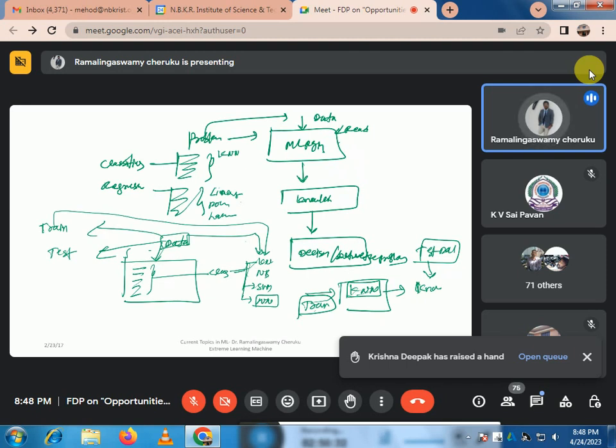When you have trained the classifier, you have to test how good the model has learned. That's the reason you have to separate your data set into training and testing. If you use this test data and it fails, it means the model has not learned well. Then we will go for some other model.